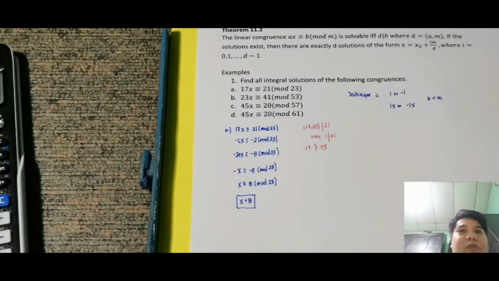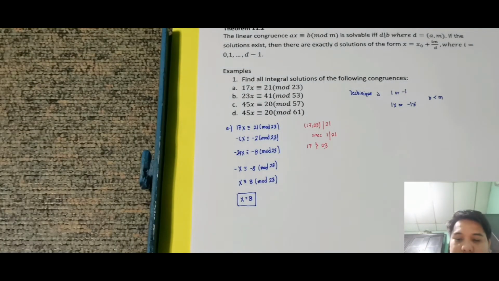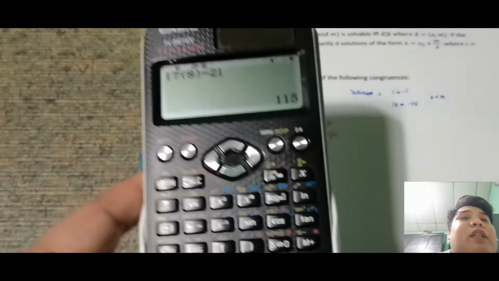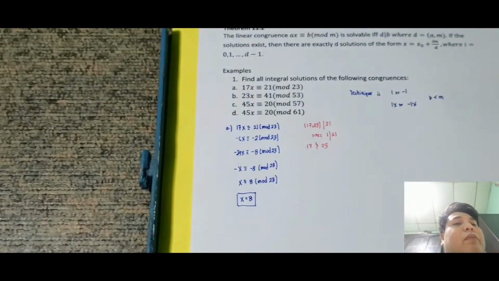Now, sir, can you check if that is correct? I think that's correct. Why? I substitute the 8 there. 17 times 8 minus 21. So, 17 times 8 minus 21. Okay, that is 115. Is that divisible by 23? Yes. Okay, so therefore, the value of x is 8.